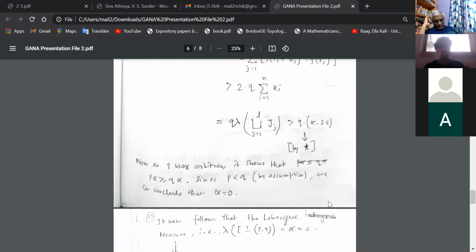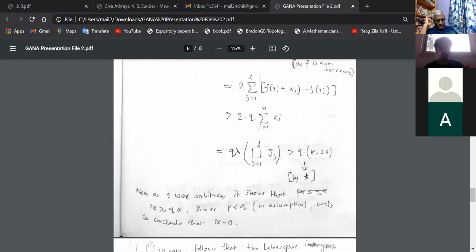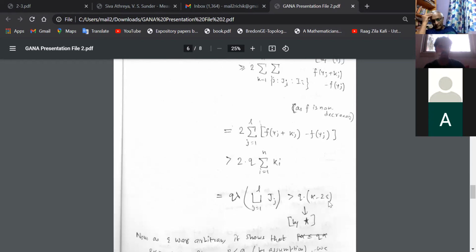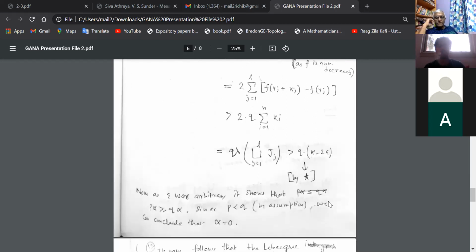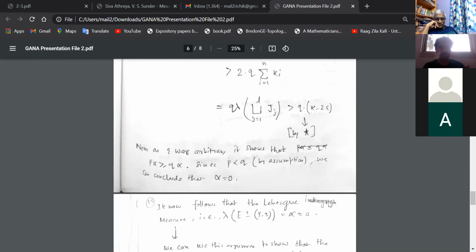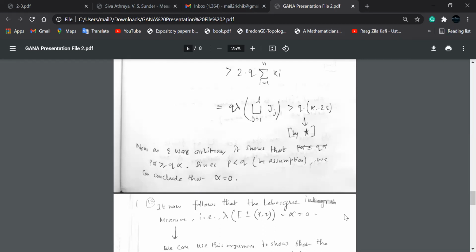Now, as epsilon was arbitrary, it shows that P of alpha is greater than or equal to Q of alpha, because we can take epsilon approaching 0. Because it is a strict inequality, we can consider epsilon to be 1 by n and then let n approach infinity. That's why this less than or equal sign is also there. So P alpha is greater than or equal to Q of alpha. Now, since P is less than Q by our assumption, we can conclude that alpha is 0.